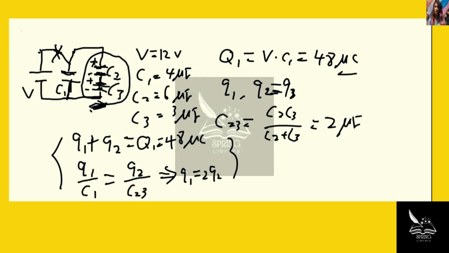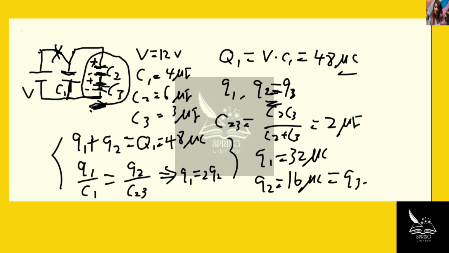We can solve for Q1 and Q2 using these two equations, and you can see that Q1 is 32 microcoulombs, Q2 is 16 microcoulombs, and Q2 also equals Q3. So that's it.